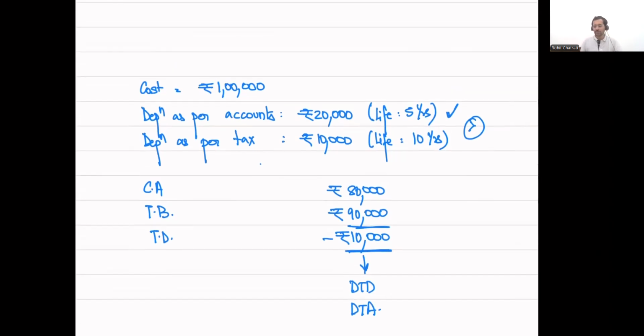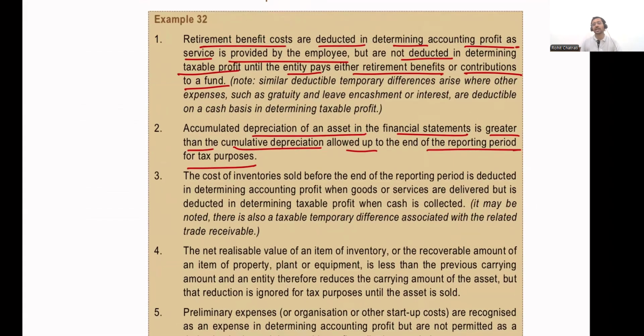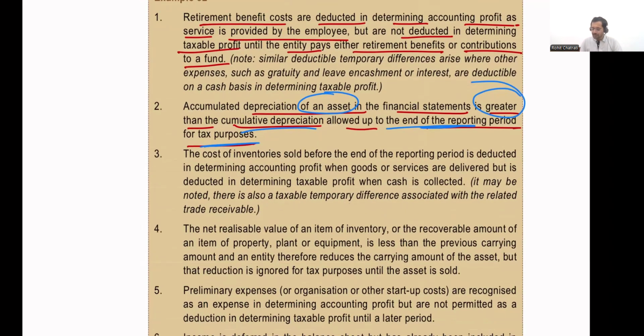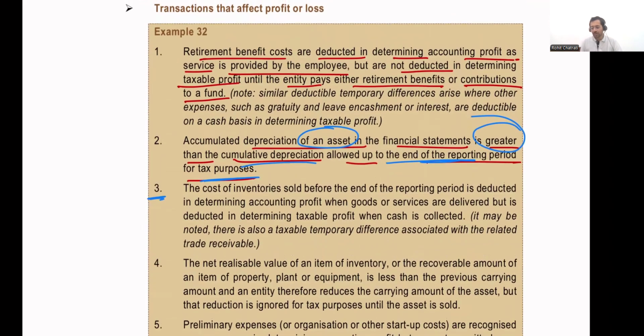All right. So I'm going to have a deductible temporary difference and a deferred tax asset where the accumulated depreciation of an asset is greater than the accumulated depreciation allowed up to the end of the reporting period for tax purposes. If the accumulated depreciation as per accounts is greater than the accumulated depreciation as per tax, then I will have a deductible temporary difference. Point number three over here is actually what we already covered.